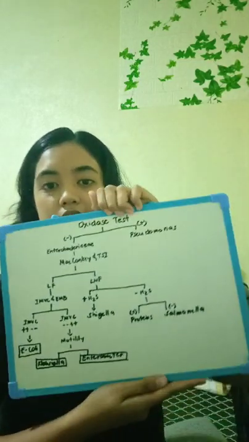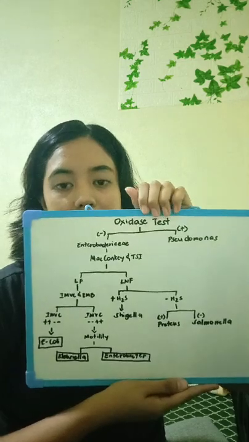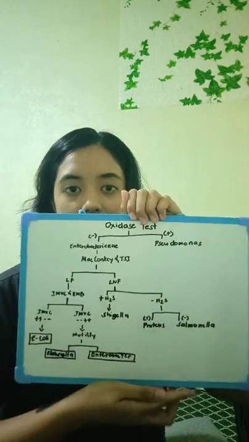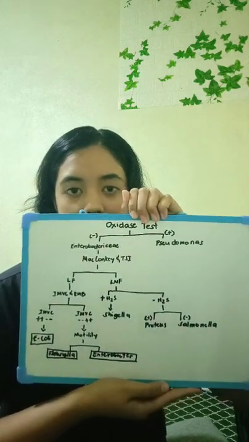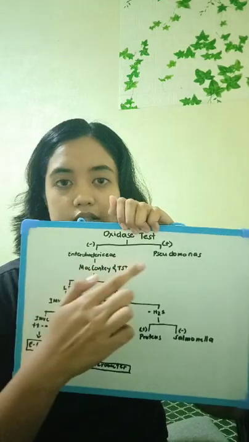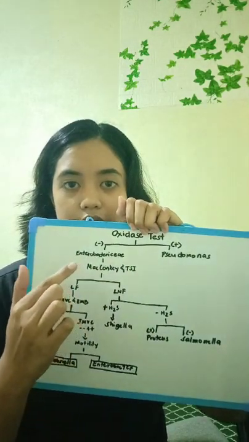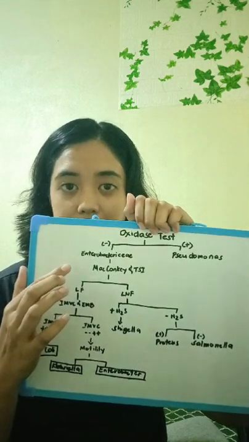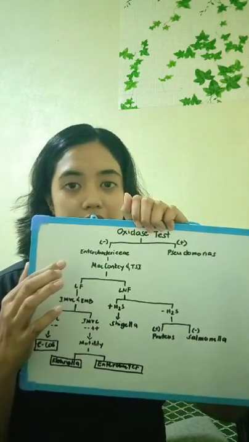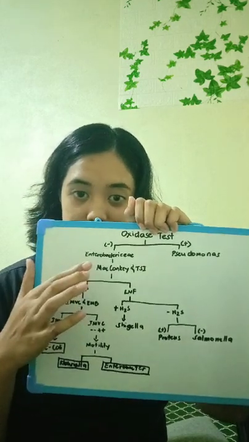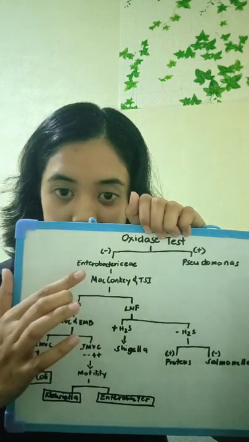As you can see in the diagram, there is an oxidase test that determines the presence of bacterial cytochrome oxidase. It has a negative and positive result. In a negative test, there is no color development and an absence of the enzyme. The bacteria found in the negative test is the Enterobacteriaceae, as you can see.